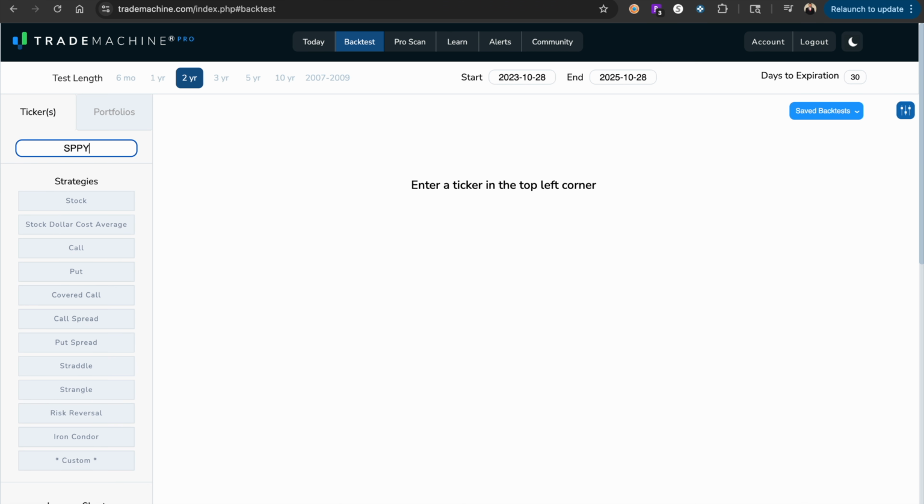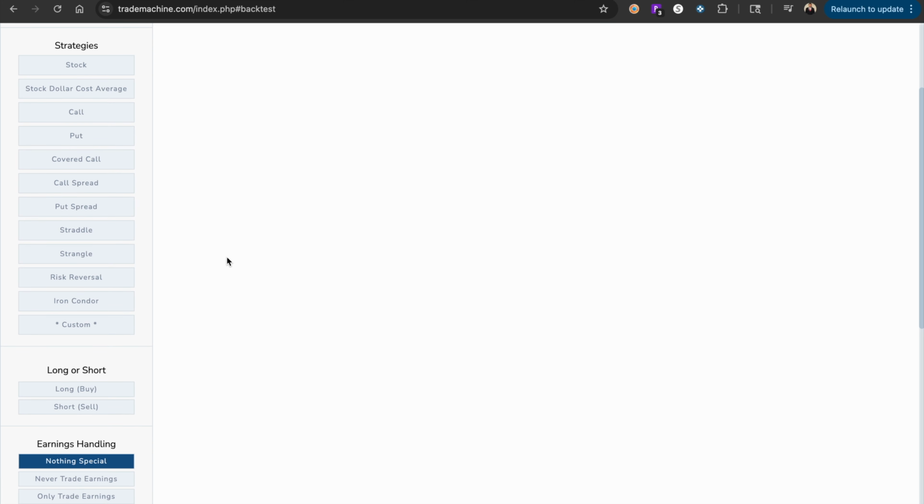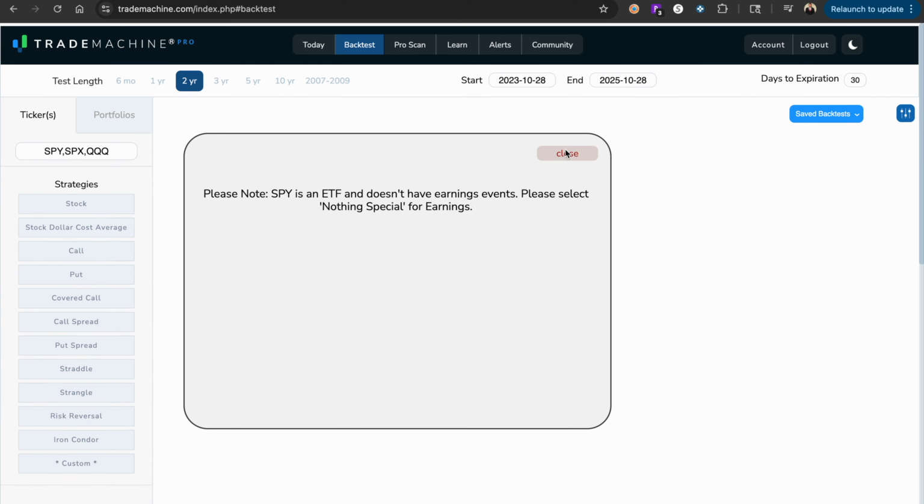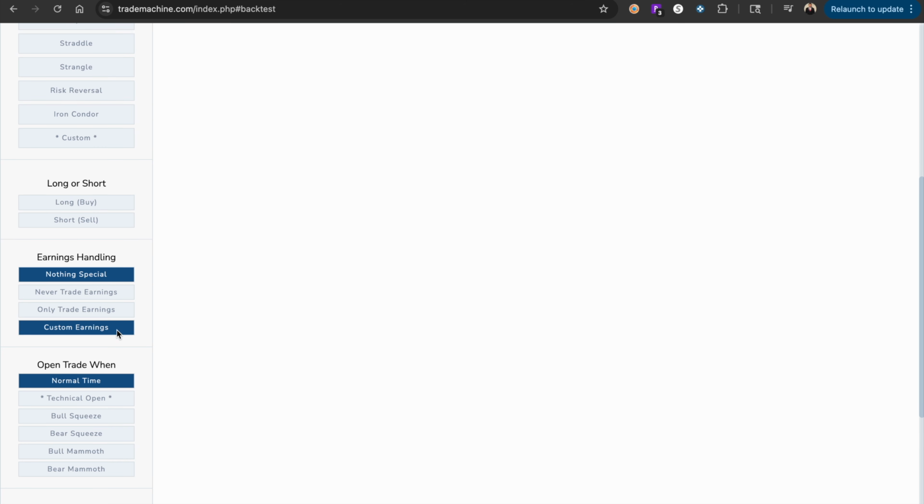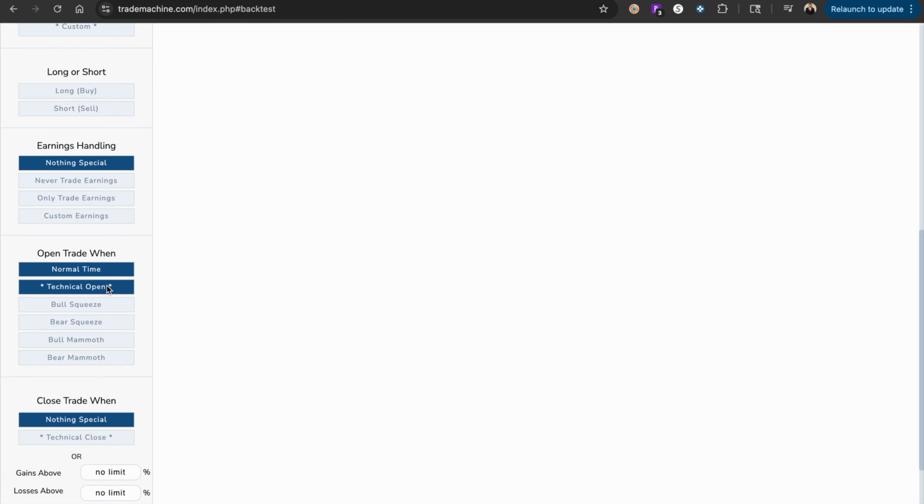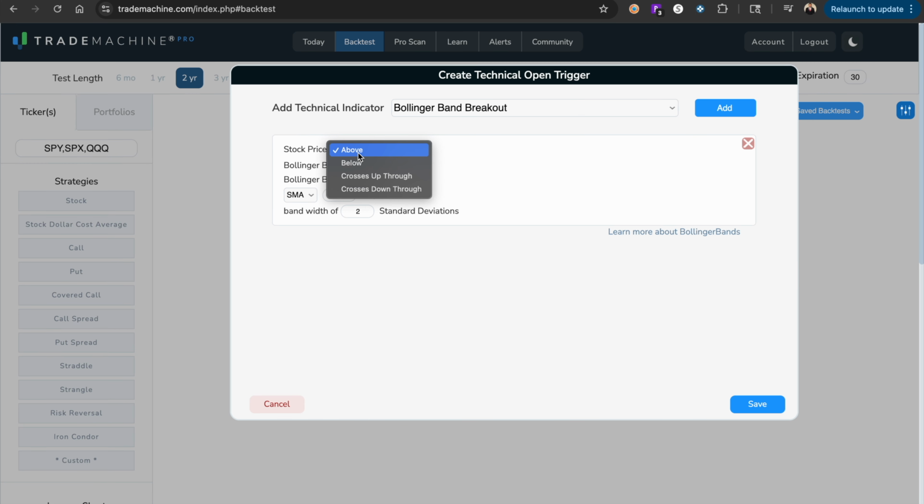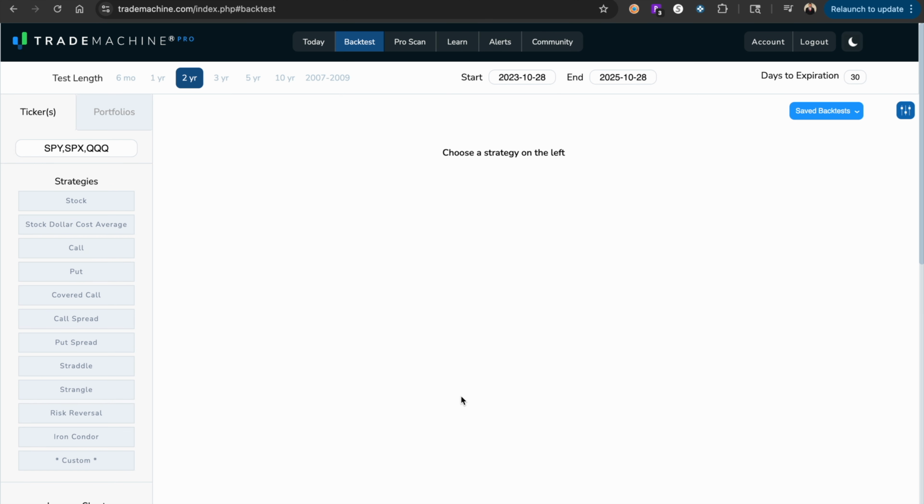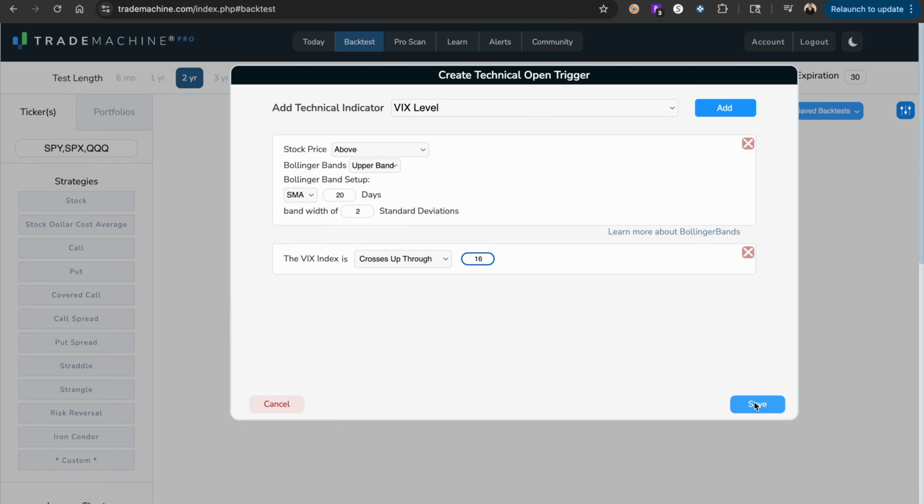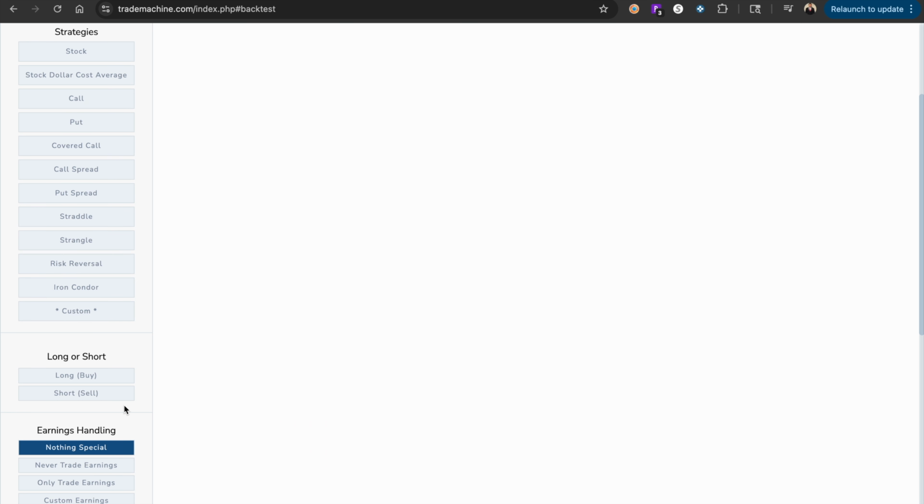Okay, so I'm going to test the SP 500, SPX, and let's do the QQQs. The QQQs are also above the 2 standard deviation Bollinger Band. These ETFs don't have earnings, so we don't have to worry about earnings. The technical parameter is going to be the Bollinger Band breakout. We're going to say, when the stock is above the upper band, 2 standard deviations, which is the default, that's it. We're going to set that as the technical parameter. And then let's devise the strategy.